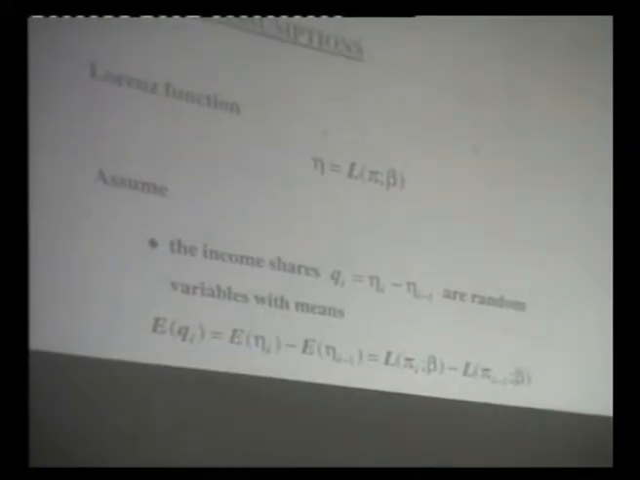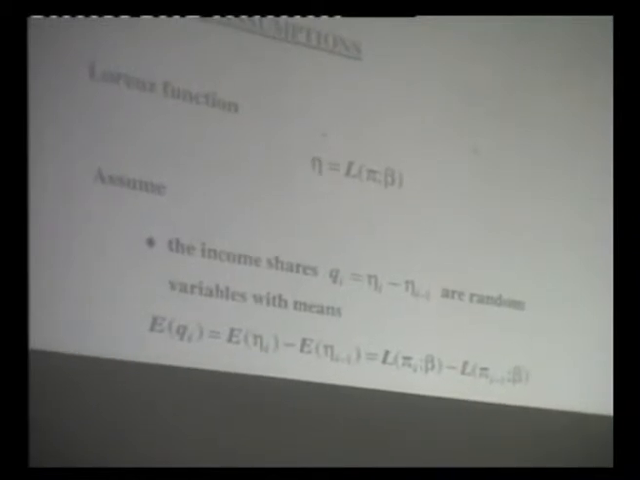We begin with the Lorenz function, and what we do is assume that the income shares, so not the CDF, but the difference between these cumulative quantities, are random variables with mean given by the difference between the two Lorenz functions evaluated at the population in this class less the population in the previous class. So that seems a reasonable kind of assumption.